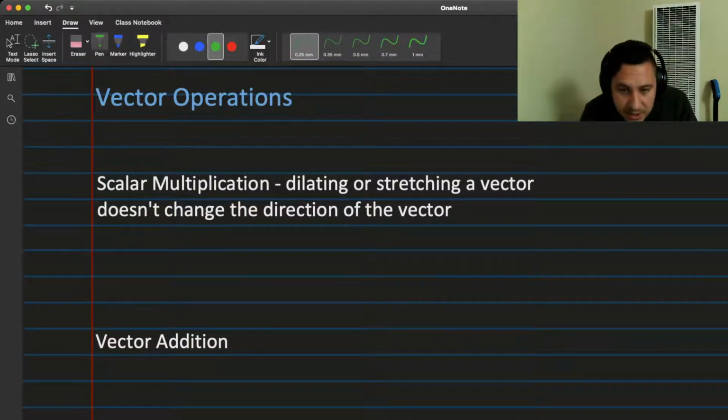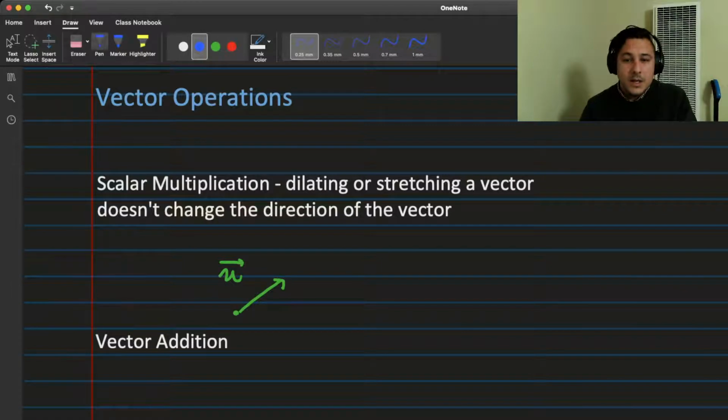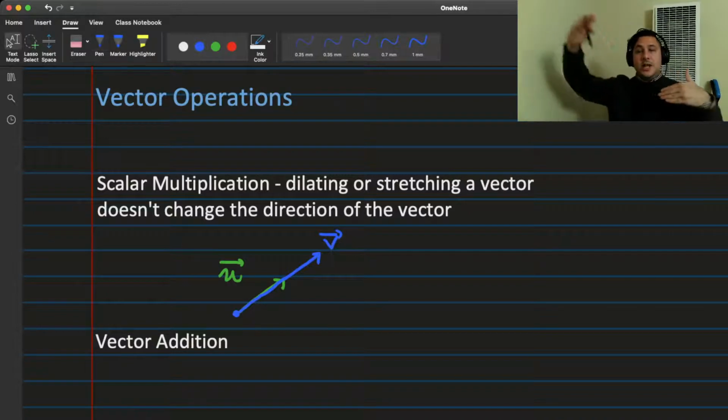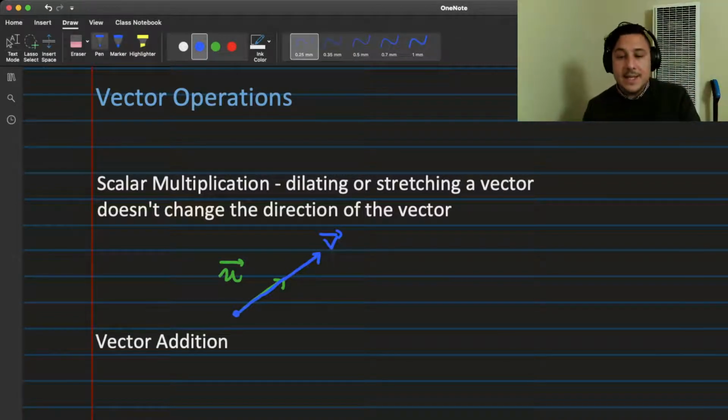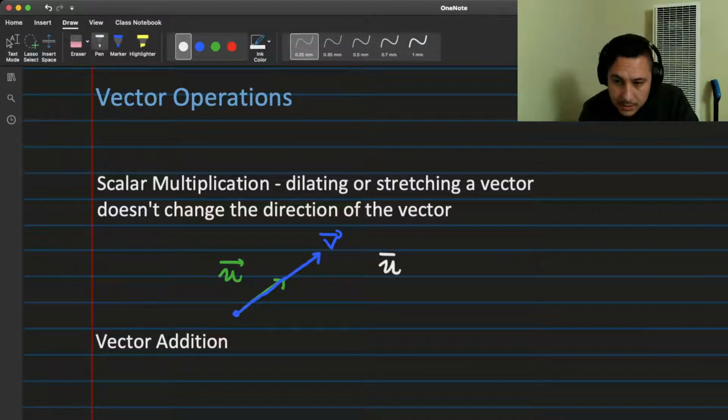So let's say we have this vector u. u starts right here and ends right there. You could extend this vector out in the same direction but have it keep going. It would still start at this point right here, but it would keep going out, and that new vector could be called v. Because v is a stretched version of u, v is a scalar multiple of u. And the way we write that is k times u is equal to v.